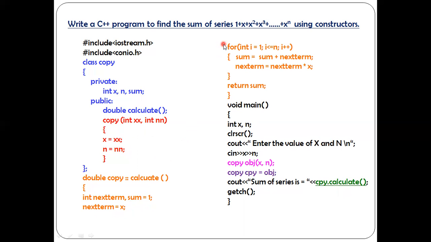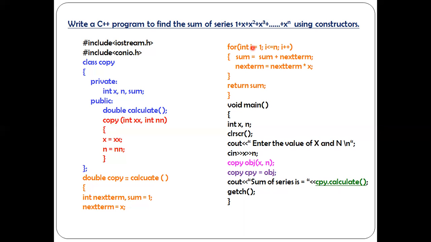Okay. For int I is equal to 1. Do remember the values. Int I is equal to 1, declaration cum initialization. Okay. Semicolon, I is less than or equal to n. So what we have given is the value of x and n. Let us assume that x is equal to 2 and n is equal to 5. Please make a note of those two values in your rough notebook. X is equal to 2 and n is equal to 5.